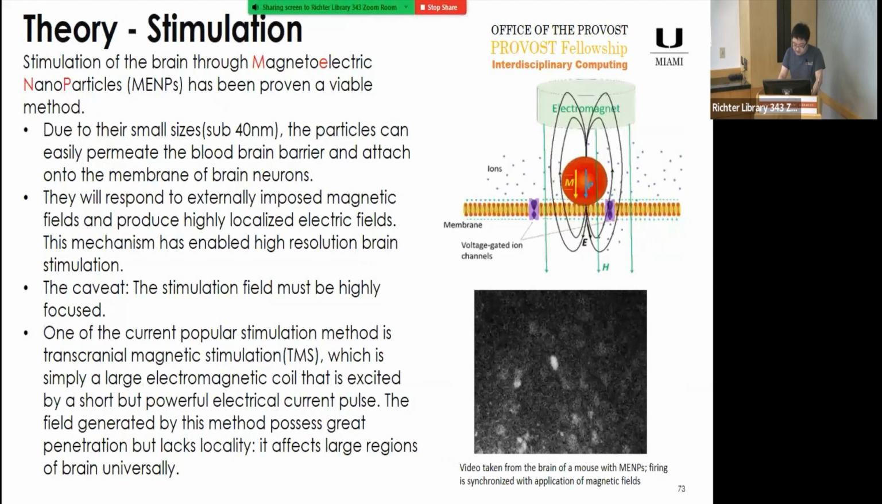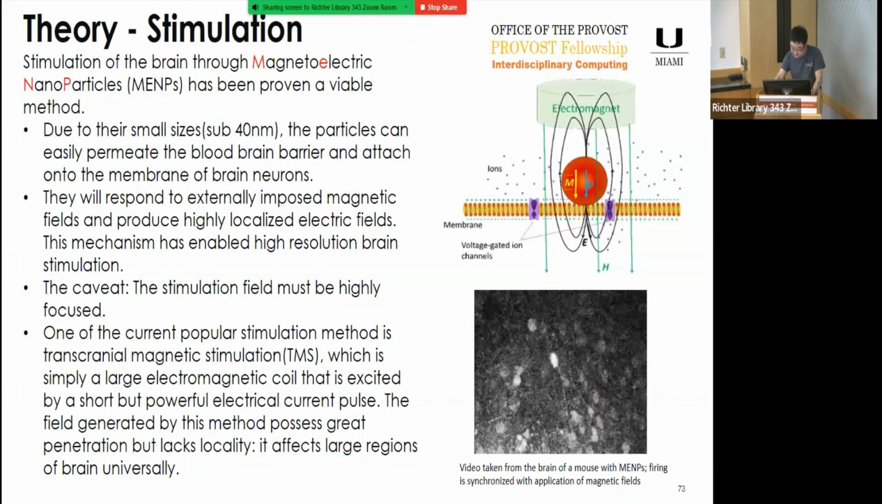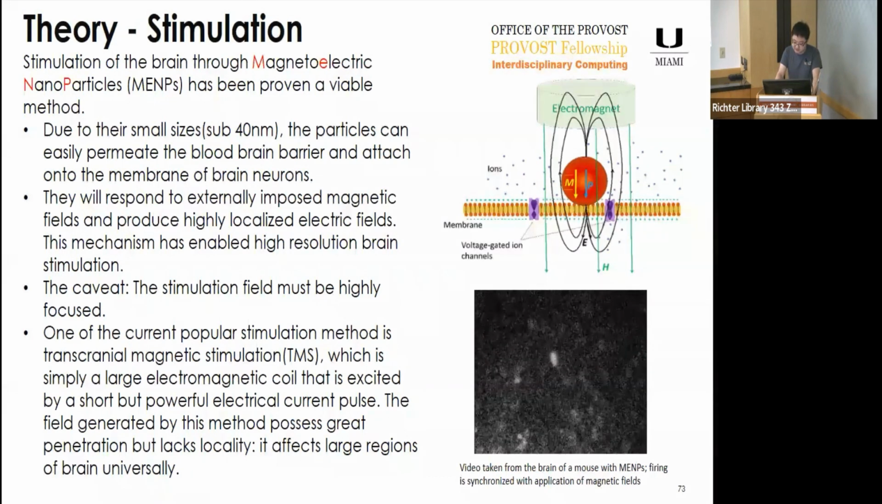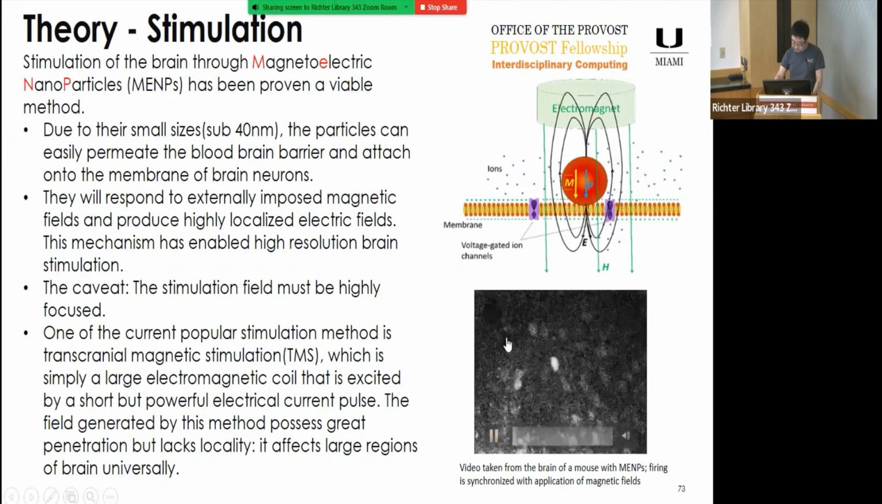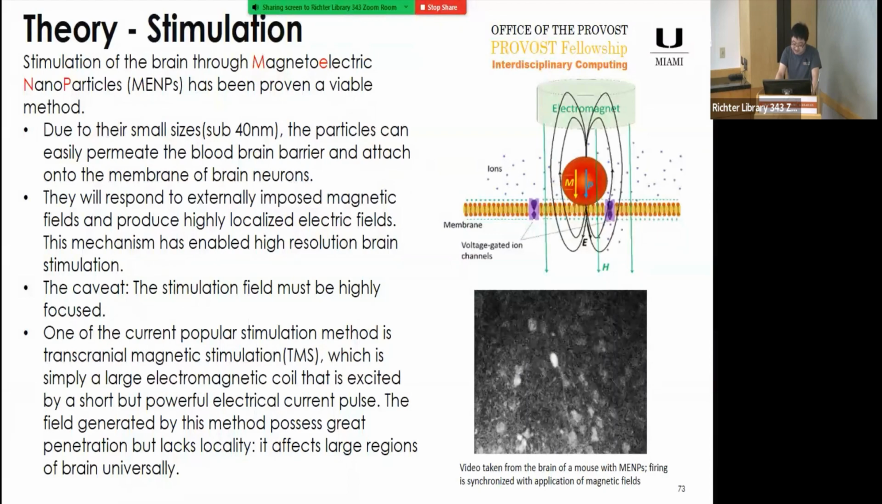Okay, the video played by itself, but on the bottom left you can see the neural cells. This is an in vitro experiment conducted. We apply a magnetic field externally, around maybe 1 kilo Gauss. Let me play it again. The cell is clearly indicated, it lit up. You can see the dendrites and the network of the cell. Let me go back to here. You can see it, right?